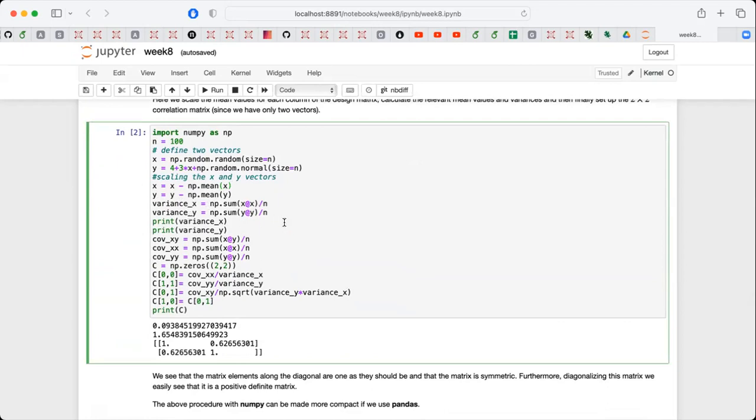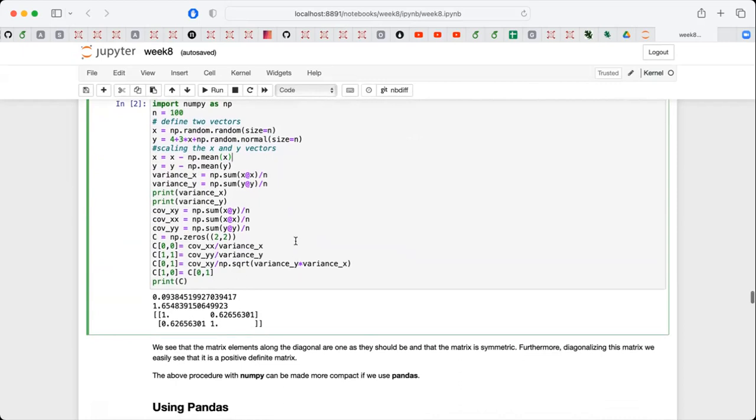Here I'm just doing everything manually. So I'm calculating the variance for x and y. Then I'm setting up my covariance matrix between x and y, x and x, and y and y. And then I set up the matrix here. And this is the covariance matrix for this specific case.